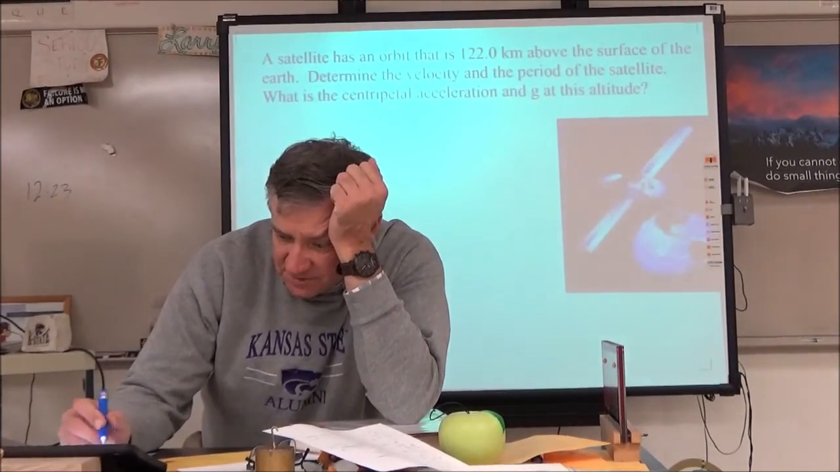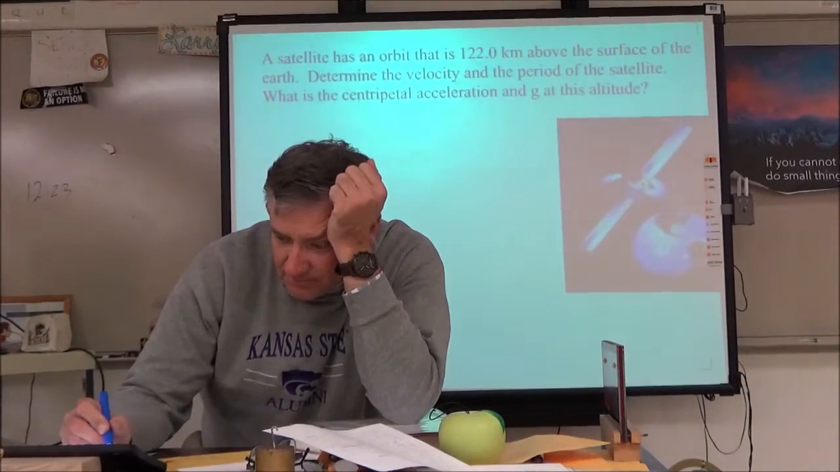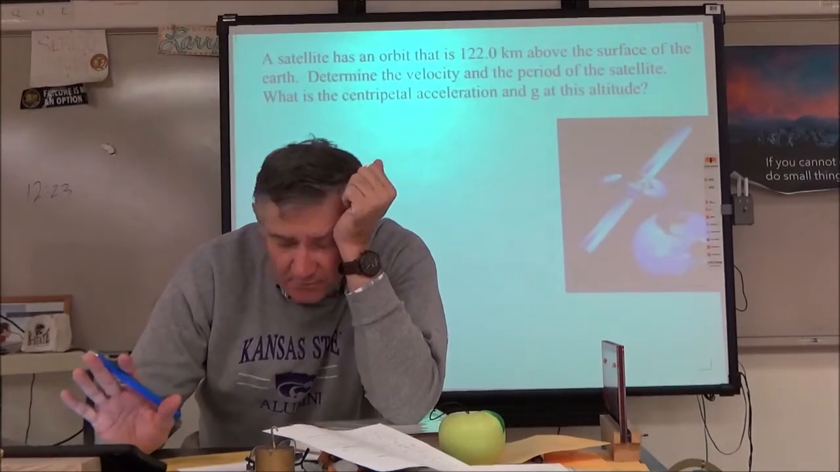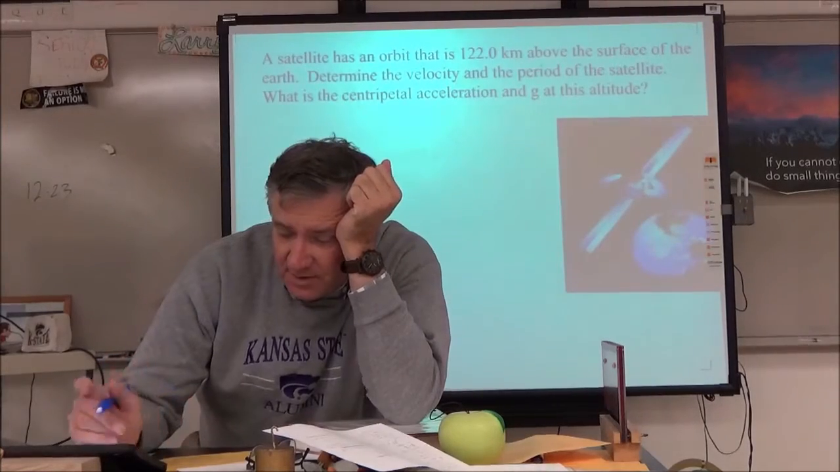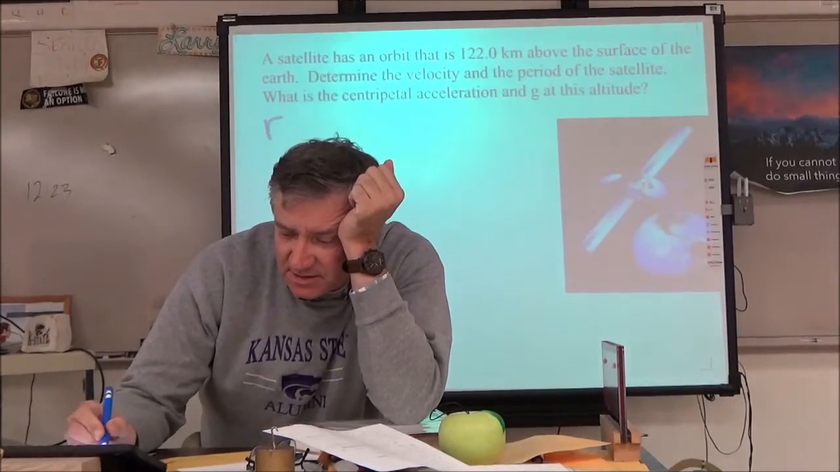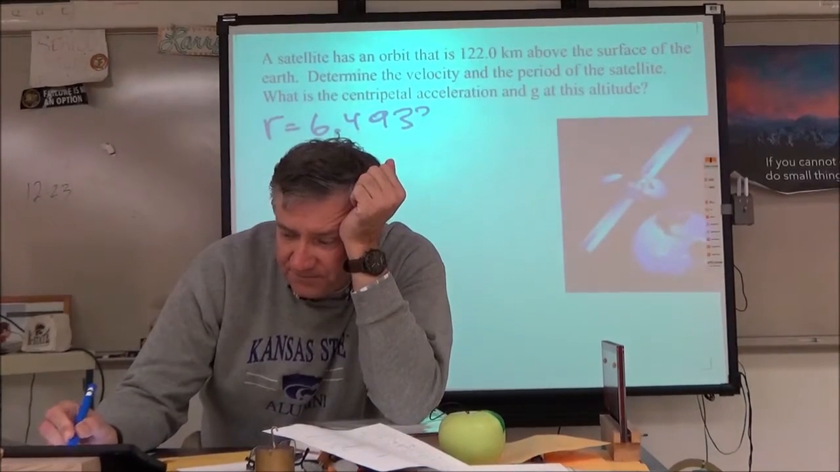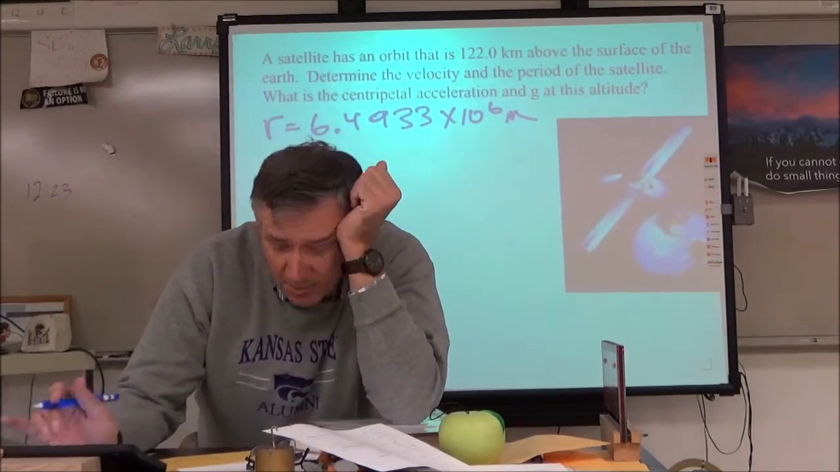Let's have a little scientific notation. And don't round this thing, okay? Do not round this radius. You keep all of these digits. So what do you get as the radius? 6.4933 times 10 to the 6th. The rest are zeros? Okay.